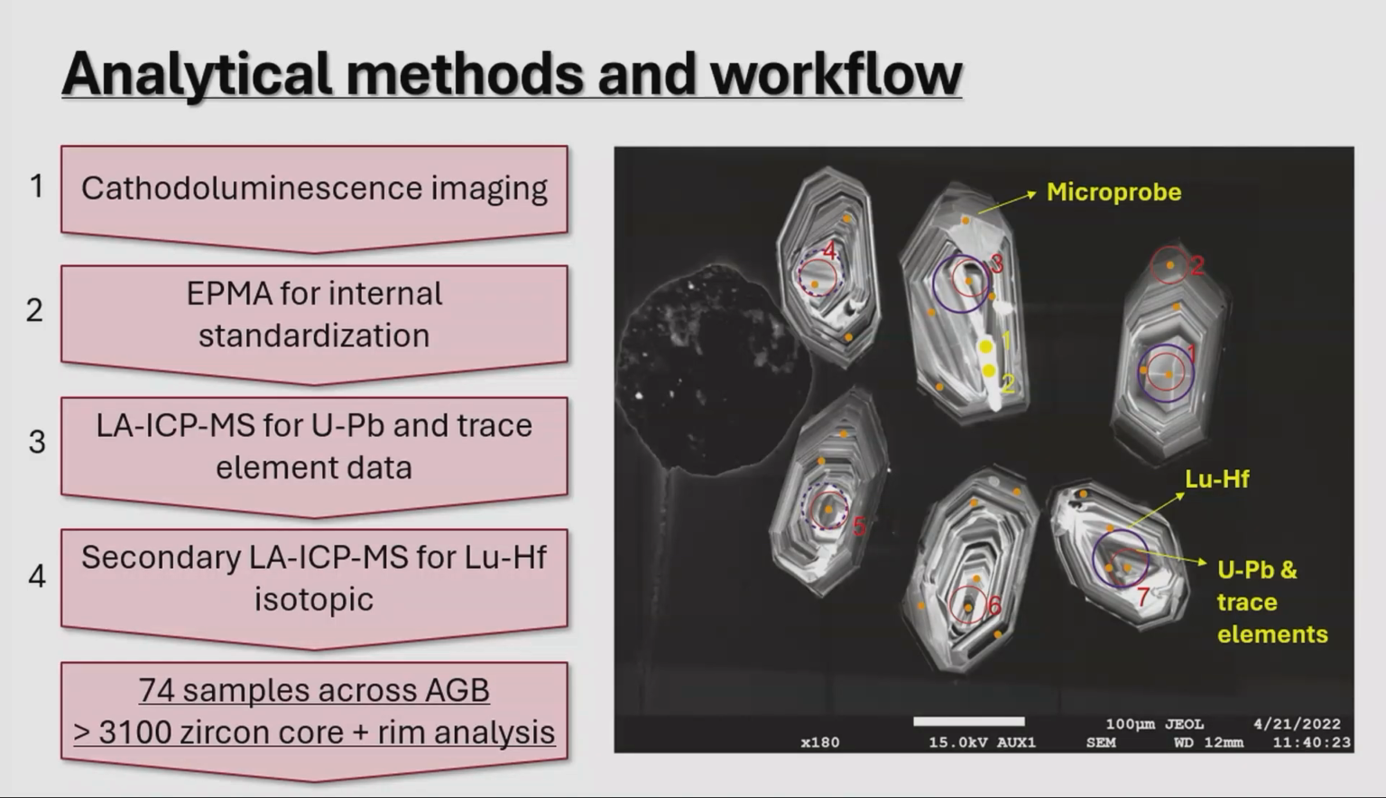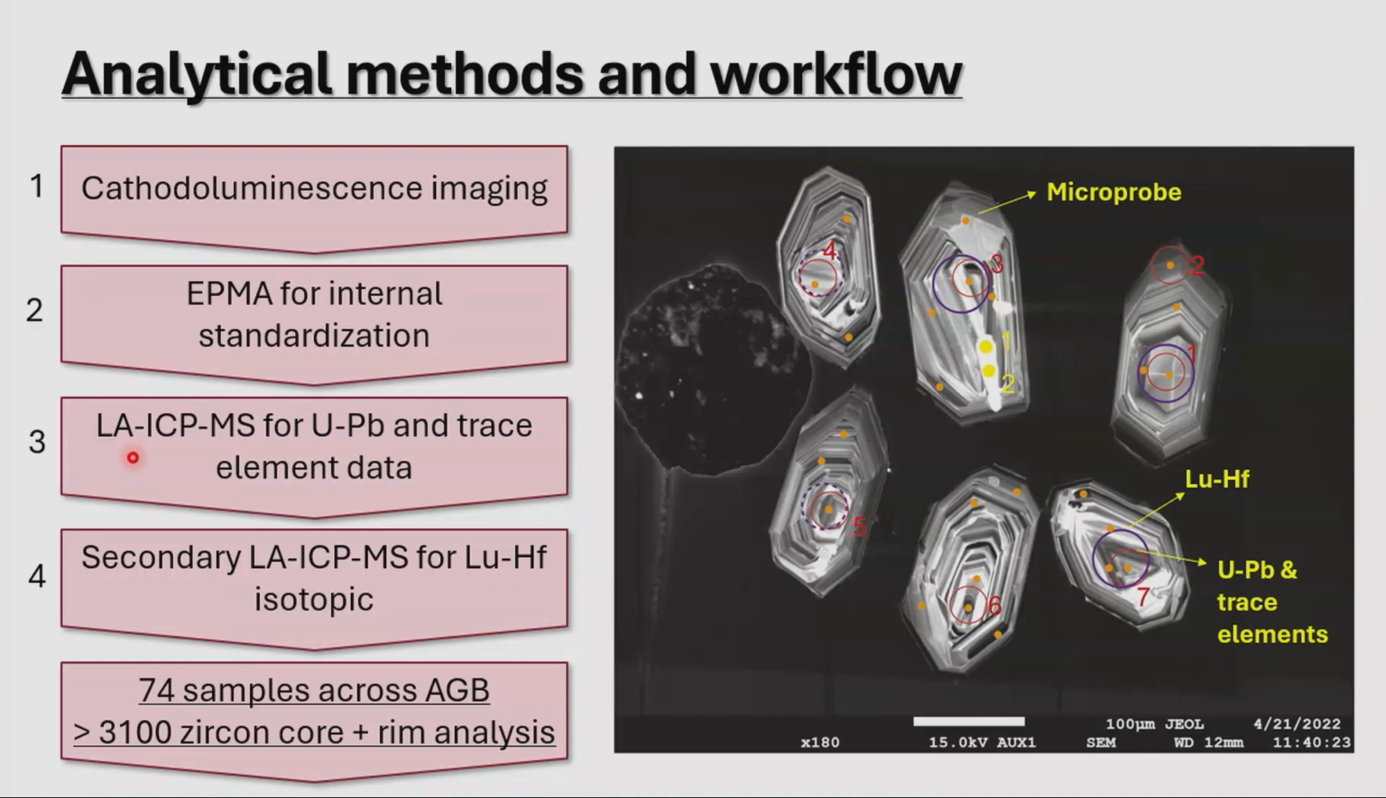To look at the workflow, the analytical methods that we go through from start to finish, on the right is an image showing CL images of zircons and different analytical spots. We have probe data collection spots, as well as our ablation markers for lutetium hafnium, uranium, lead, and trace elements. We start with the CL imaging because we get a really great view of the internal structures of the zircons, and that helps us specifically target where we're doing our laser ablation and probe data collection. After CL, we go into doing electron probe microanalysis for internal standardization.